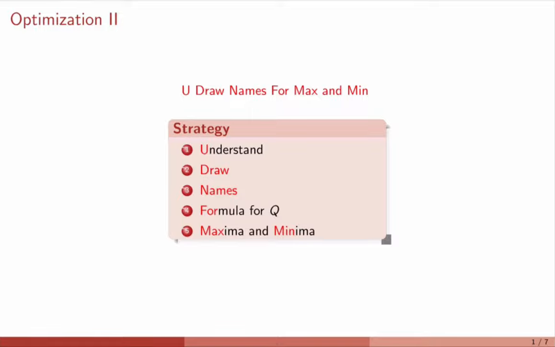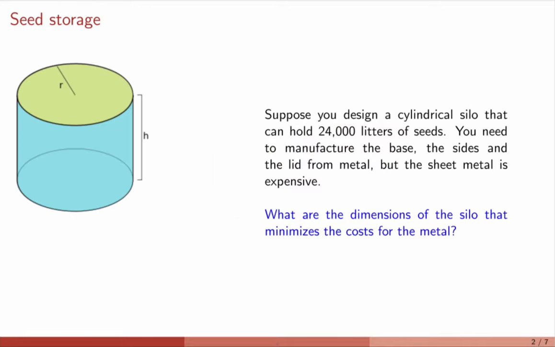I remind you of our saying, you draw names for max and min, where u means to understand the problem, find the known and unknown variables, draw, and here we will see that the graph is actually quite important. Give names to all the variables, find a formula for whatever needs to be optimized, and then do it. Maximize or minimize.